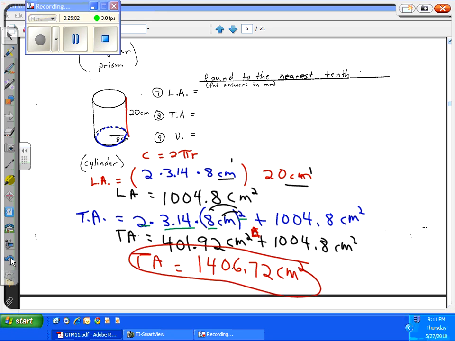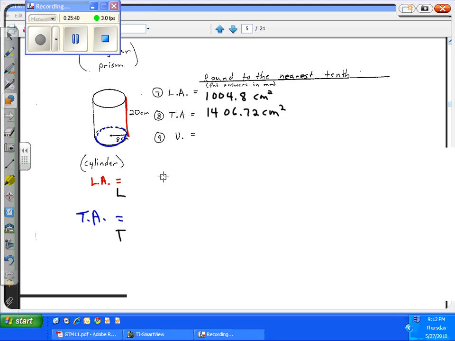square centimeters. So I'm going to write these down so I don't forget. This is 1004.8 square centimeters, and this was 1406.72 square centimeters. It wanted the answers in square millimeters, so we need to convert. I just didn't want to forget them, and I wanted to hang on to my lateral area to help me find my total area, and then I'm going to convert them both together.